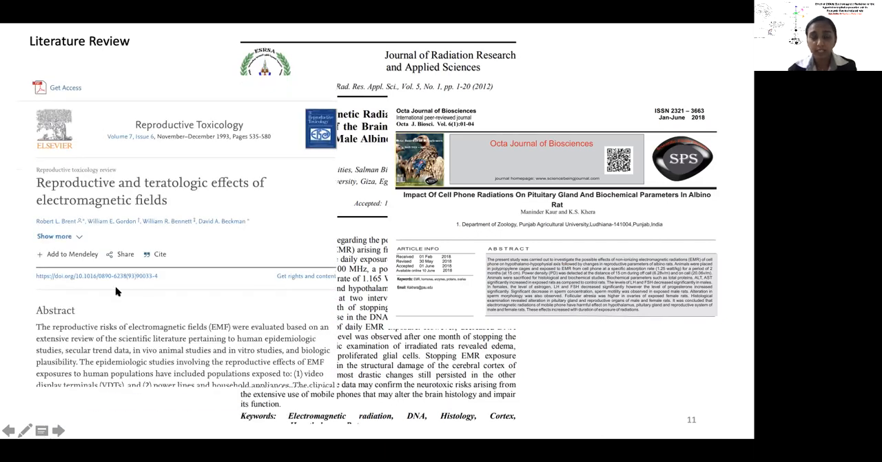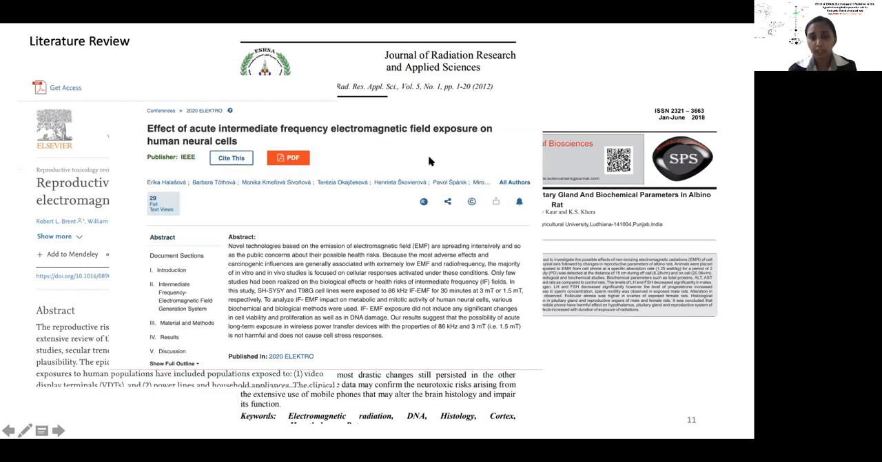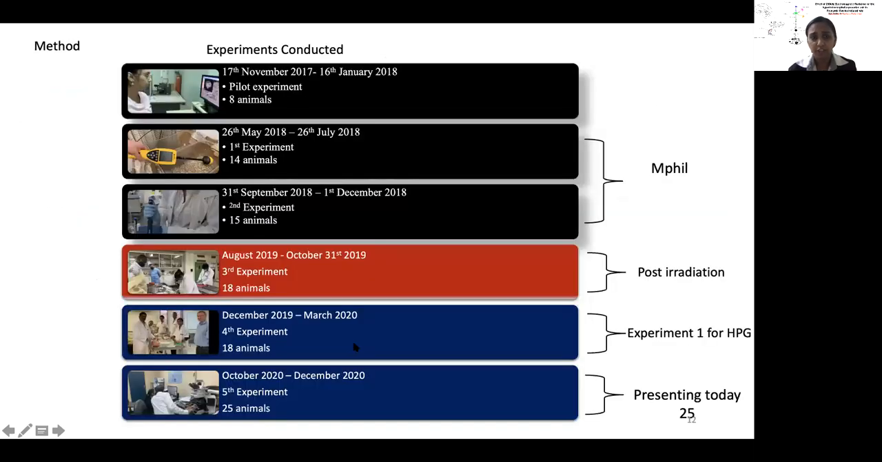We looked at a study on the intermediate frequency where they used VDTs, those are video display terminals, and these actually are sources of intermediate electromagnetic radiation, right? And they found that there was no effect on the reproductive system, right? We also looked at field exposure to human neural cells, and they said that it doesn't cause any type of stress responses. They didn't find anything serious, right?